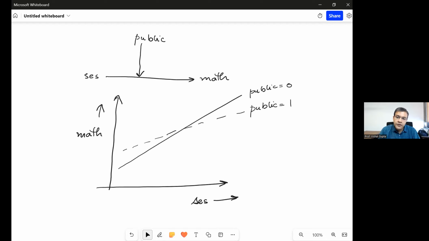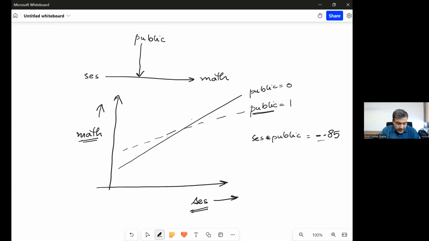What is this graph showing? That as SES increases, math increases, but the slope is smaller for public. That is, when public is equal to 1, the gradient of the line is weaker or smaller as compared to public equal to 0, because we have got the SES into public coefficient. What is it we have got? Minus 0.85.